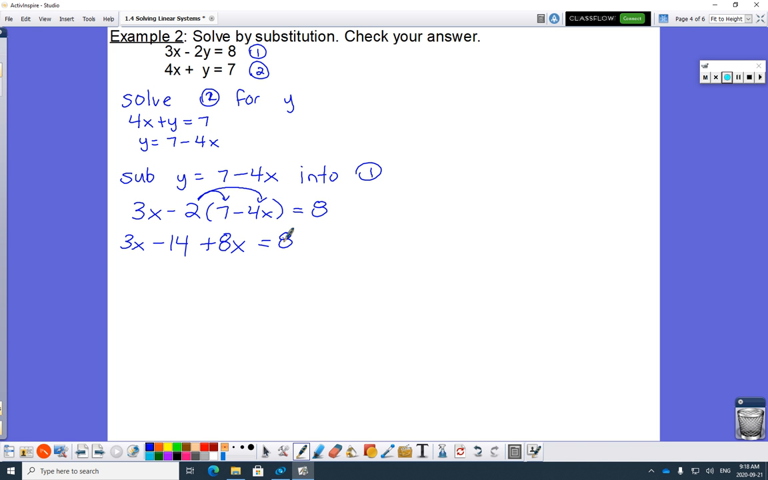Maybe in your head you knew that the x term was going to go with the other x term. Maybe you want to write it in front of the -14. That doesn't even matter either. So now 3x and 8x is 11x. And then 8, and you move the 14 over, so it becomes positive. And if you're not good at mental math, you can use a calculator all the time. You can't use your phone as a calculator. You need a calculator. But you can certainly do 22 divided by 11. It doesn't matter. Do what makes you successful, okay?